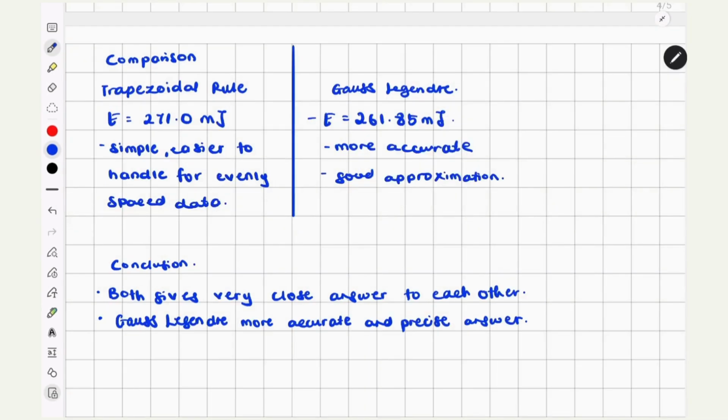For comparison, the first method is the trapezoidal rule. The energy stored is 271 millijoules. The method is simple and easy to handle for evenly spaced data. And the second method is Gauss-Legendre. The energy stored is 261.85 millijoules. This method is more accurate and has a very good approximation. For conclusion, both methods give a very close answer to each other, but Gauss-Legendre gives a more accurate and precise answer.